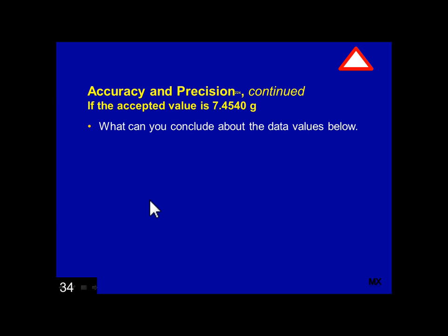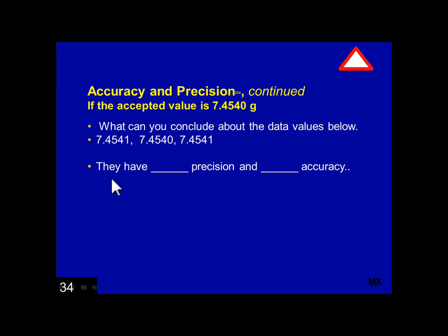Okay, what can you conclude about these values? Let's take a look at this example. If the accepted value is 7.4540 grams, and these are your measurements, finish this sentence. You'd say their precision is good and their accuracy is good. Because look, the first decimal place is 4, 4, 4, the next one is 5, 5, 5, the next one is 4, 4, 4. So yeah, they're very precise. Even these 4s could be a different number and you'd still say they were precise, because that's the limit of the balance. And they're very close to the accepted value.